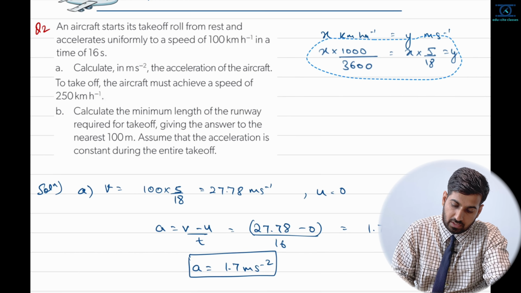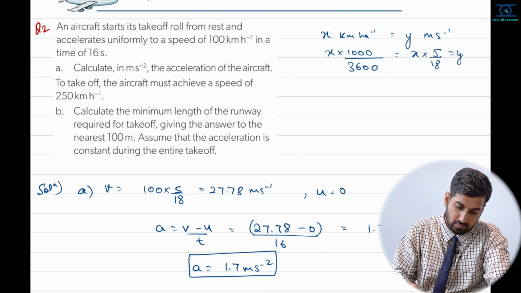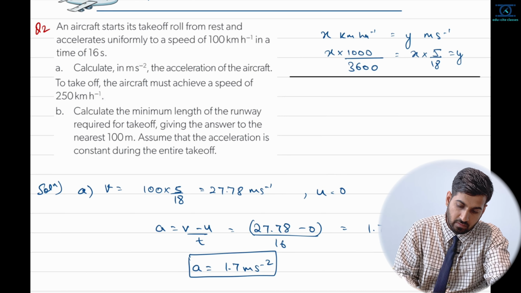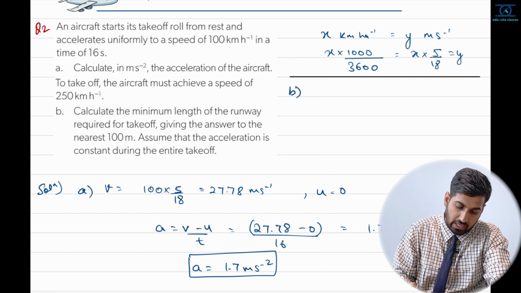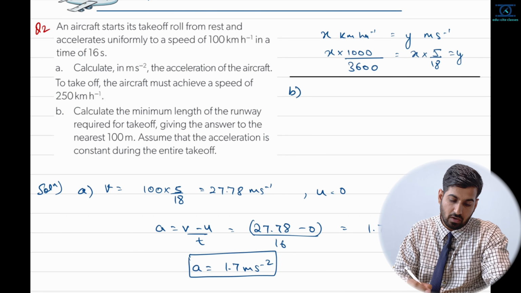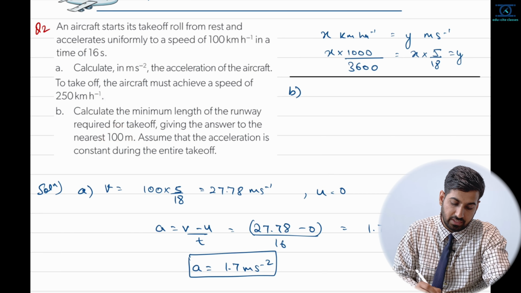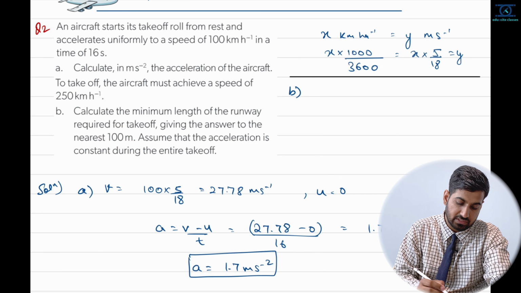Now the B part is quite easier. I am solving the B part here. Calculate the minimum length of the runway, rounding to the nearest 100 meter, assuming that the acceleration is constant.